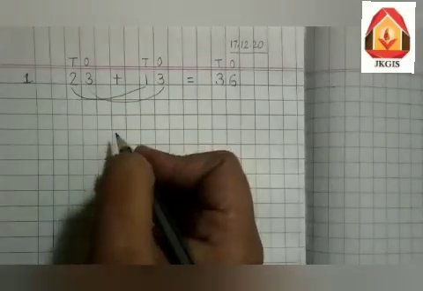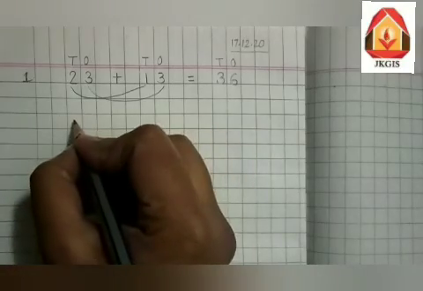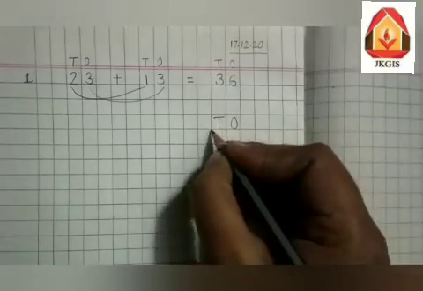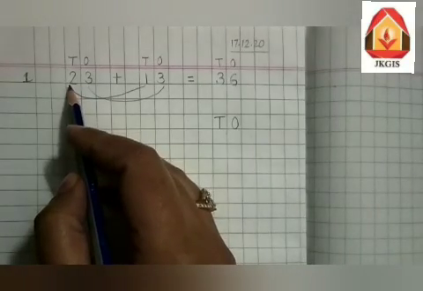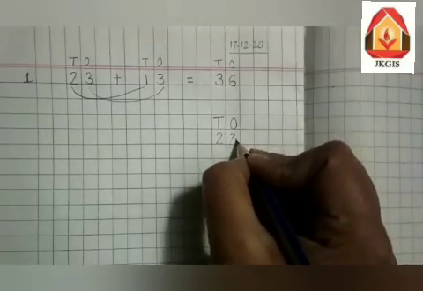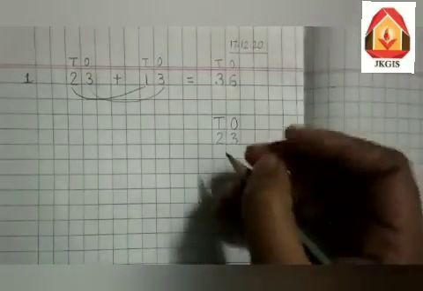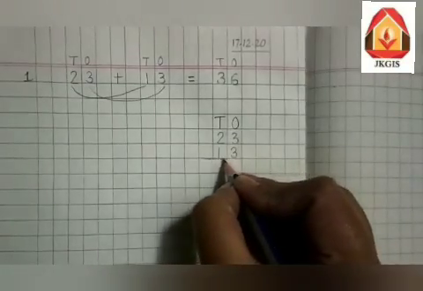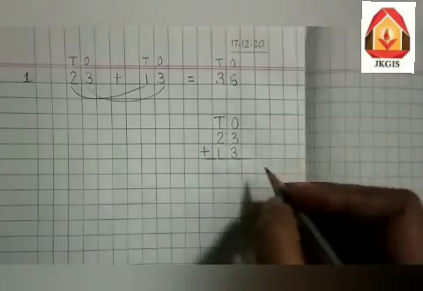Same thing we can do in vertical way. See, first when we do vertical addition, we always write tens and ones above the numbers. And then we will write the first number. A boy has 23 trucks. So we will write 23 here. And below that we will write the second number. A girl has 13 trucks. So we will write the second number below. And after that we will make a sleeping line and put the addition symbol here on the left side.